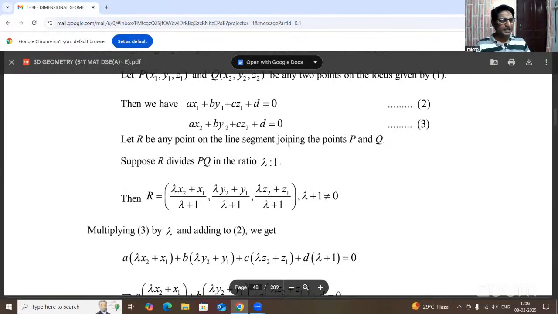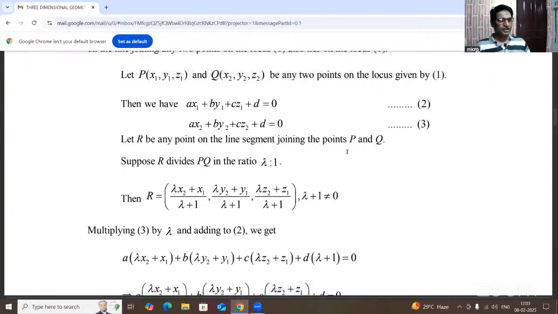Here, capital R be any point on the line segment joining the points P and Q. Suppose P and Q are any two points, and R is one of the points on the line segment joining them. So capital R divides PQ. Here R be any point that divides PQ in the ratio lambda is to 1.